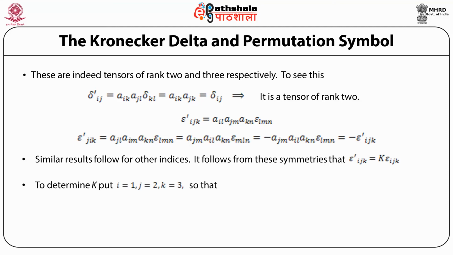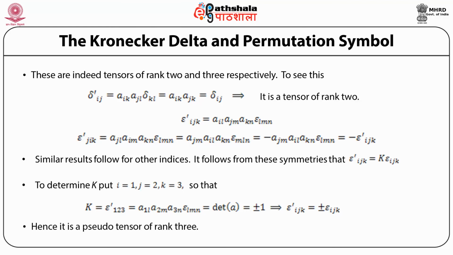To determine k, put i equals 1, j equals 2, k equals 3, so that epsilon dash 123 equals a1l, a2m, a3n, epsilon lmn equals determinant A, which equals plus or minus 1, which implies that epsilon dash ijk equals plus or minus epsilon ijk. Hence, it is a pseudo tensor of rank 3.